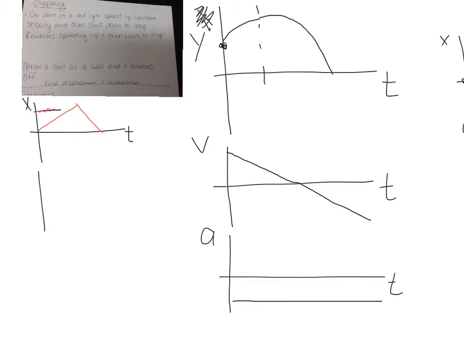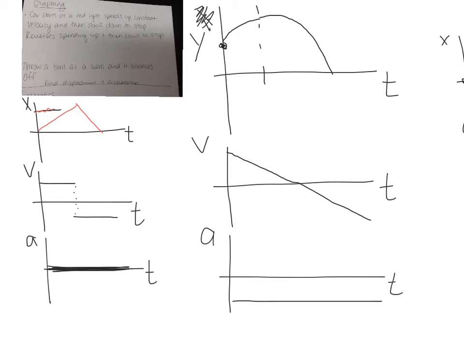Now my velocity versus time graph here, I'm going to have a positive velocity, and then it's going to hit the wall and have a negative velocity. We know that the acceleration is going to be 0 the whole time because for projectiles, they're not accelerating in the X or Y direction.